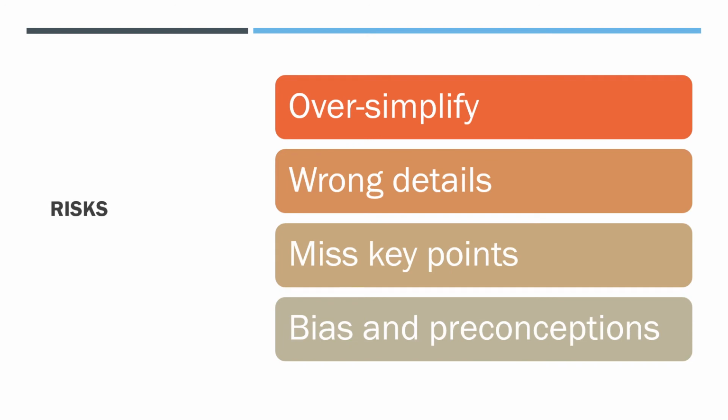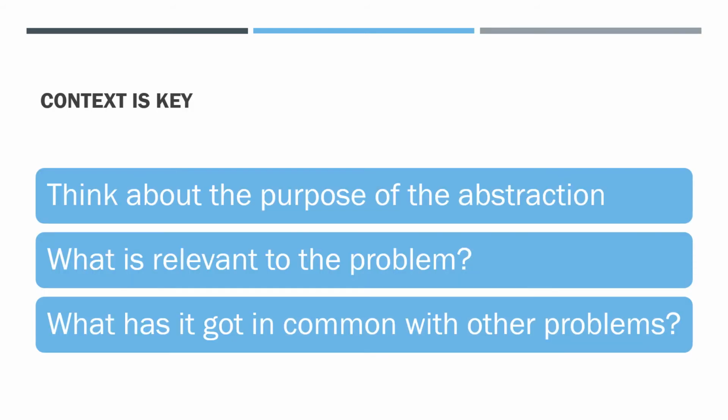There are some risks, of course, and I'm just going to quickly mention them. What if we left out the wrong details? What if our bias or our preconceptions caused us to focus on the wrong thing? So when we're building an abstract model, the key thing is to know what the context or purpose of our abstraction is. We then leave in the details that are relevant to our purpose, and we also think about what our current problem has in common with previous problems that we have tackled.